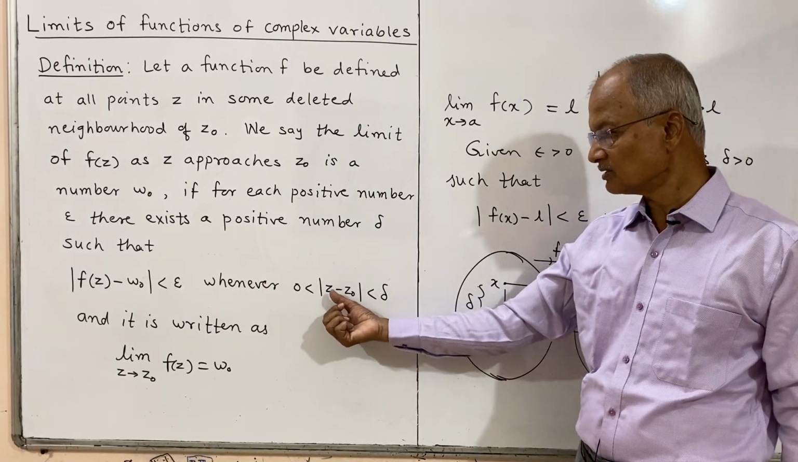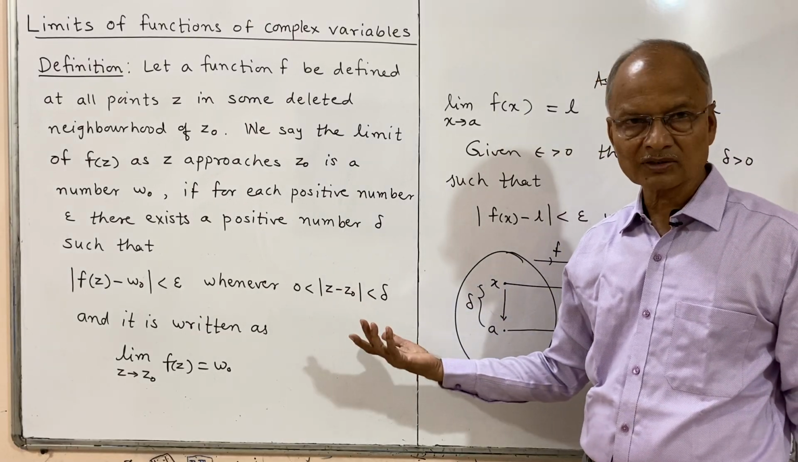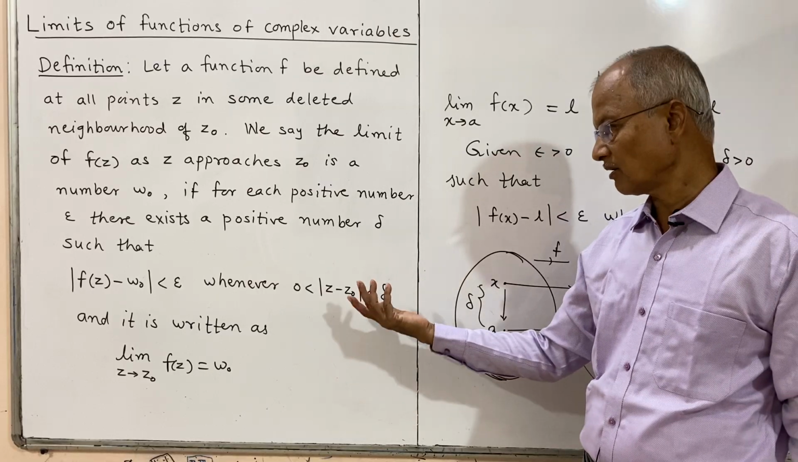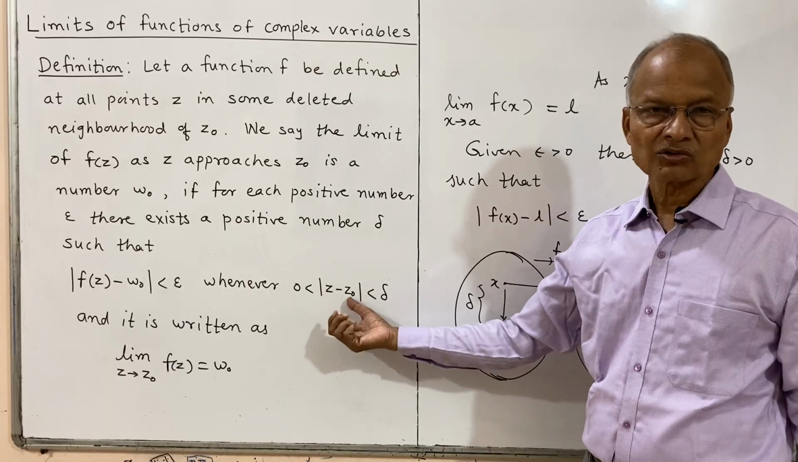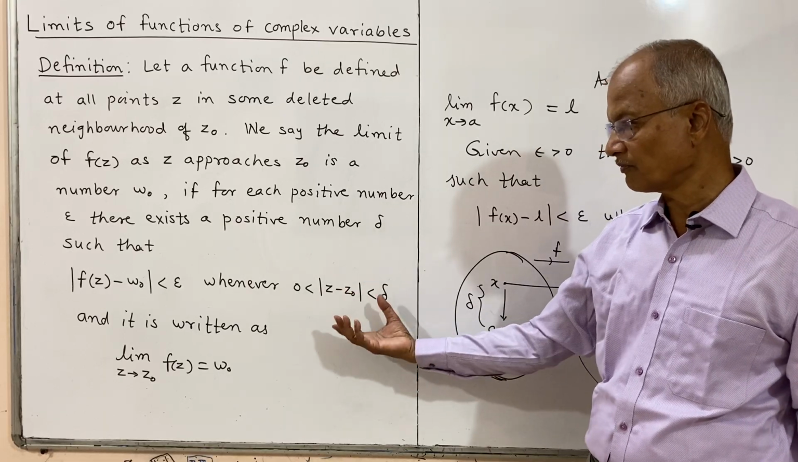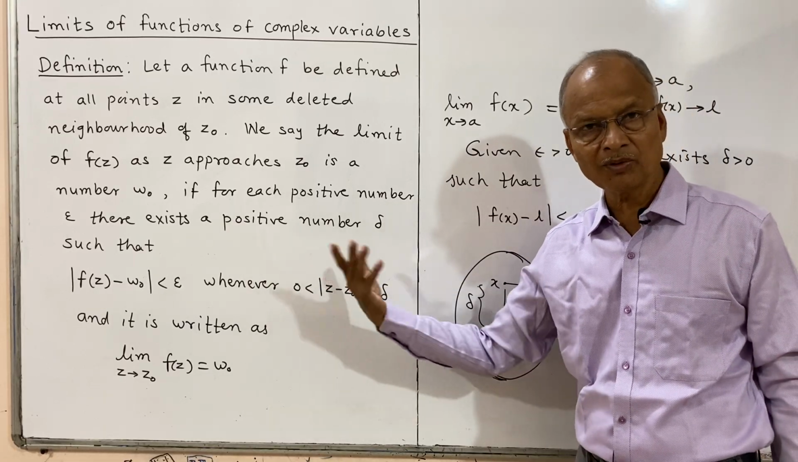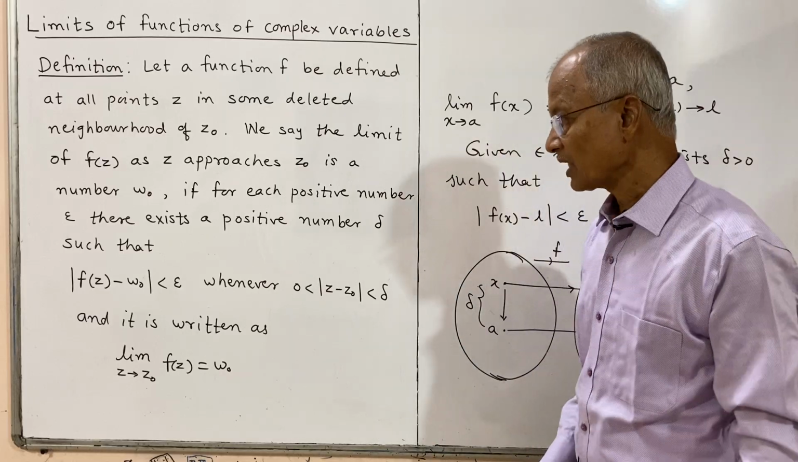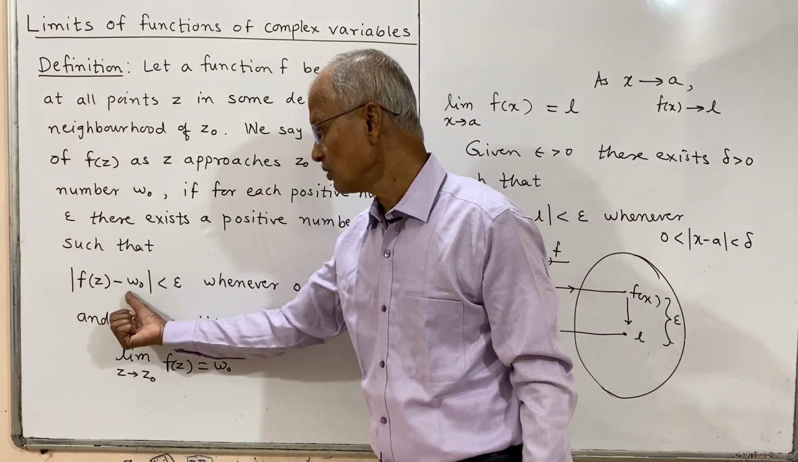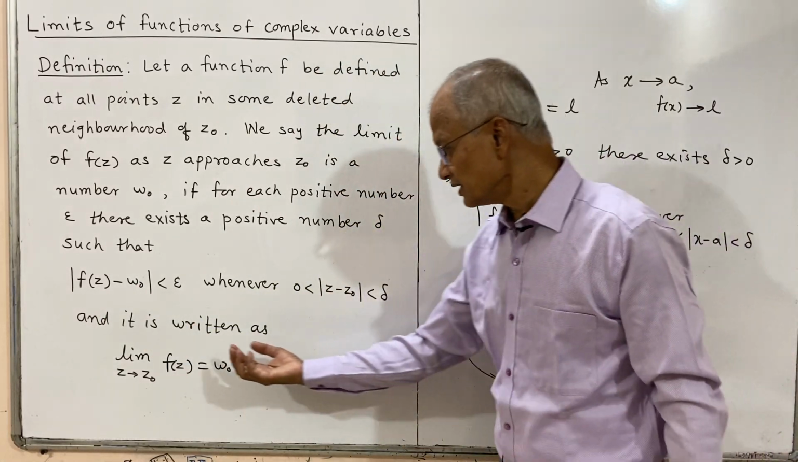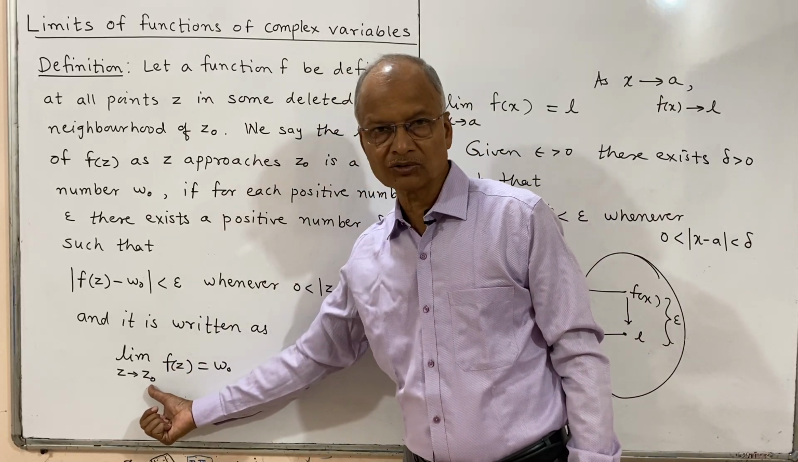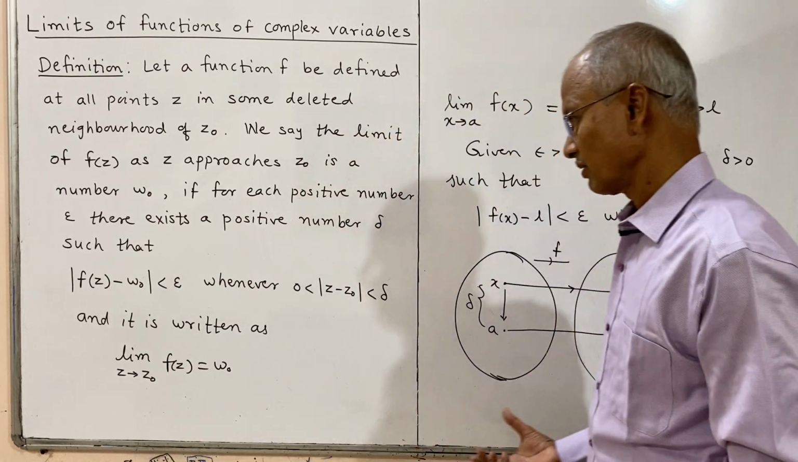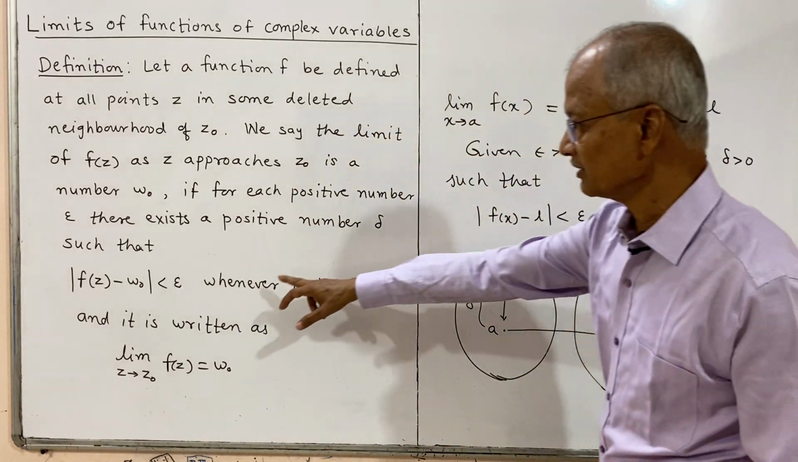Why is z not to be taken as z naught here? Because the function may not be defined, or the function may not attain the value, at z equal to z naught. So in the neighborhood of z naught, we have to find what the value of f of z will be, and that value will be close to w naught. And this is written as the limit of f of z as z tends to z naught is equal to w naught. You may see the similarity in this definition.